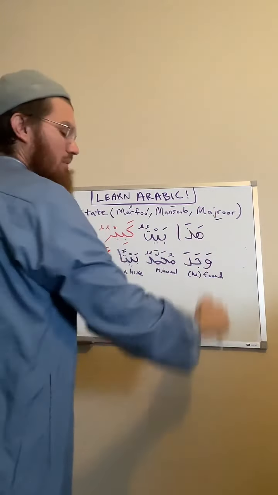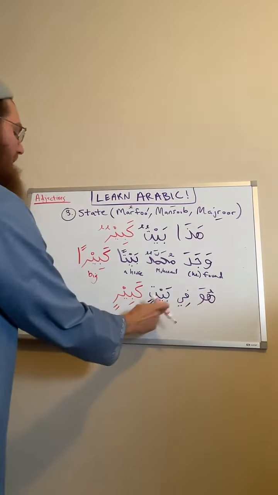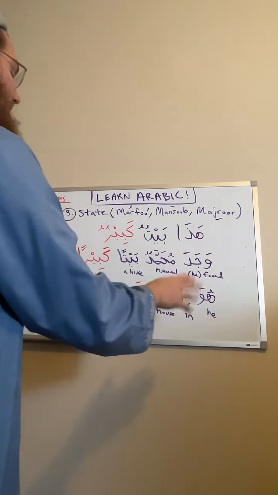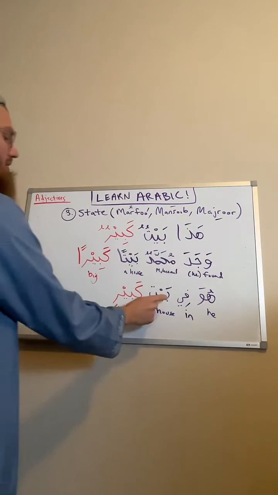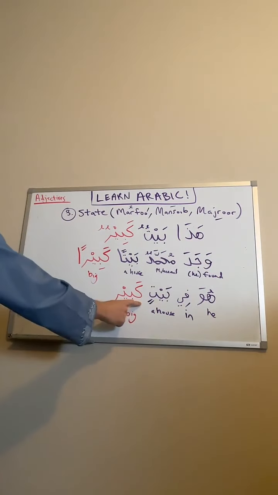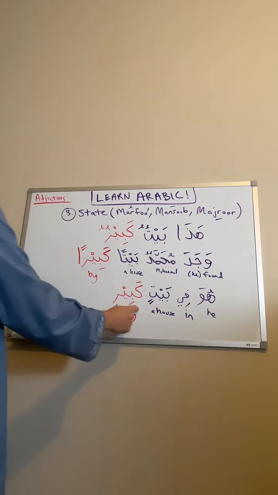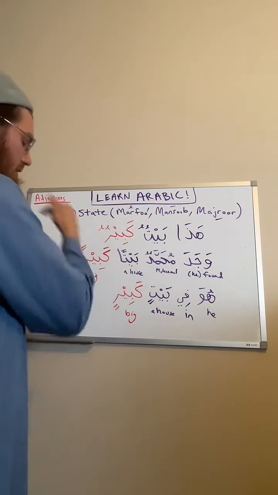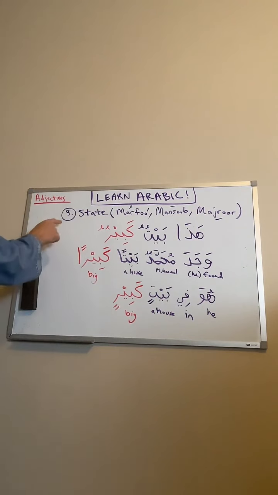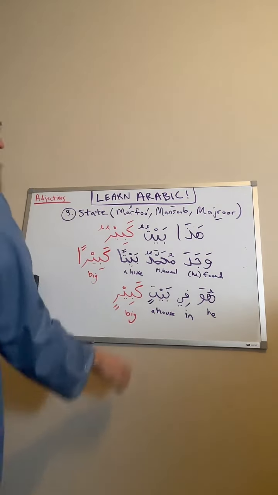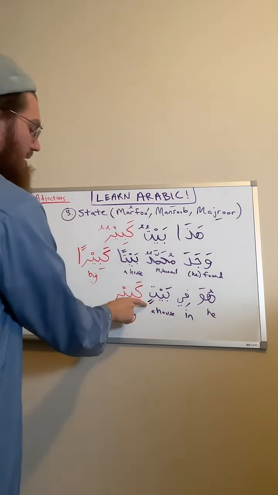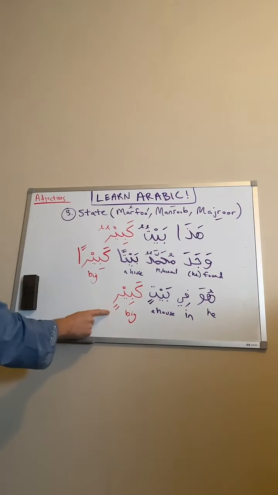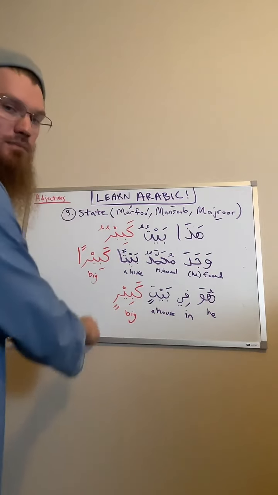Now we're going to give you an example of majroor. Huwa fi baytin kabirin. He is in a big house. We want to describe the house that he's in as being big. So the adjective in Arabic is going to come after what it's describing and is also going to have to match what it's describing. Specifically, in this lesson, we're talking about the state. So because baytin is in a state of majroor with the kasra, kabirin also has to have kasra. Is this clear?